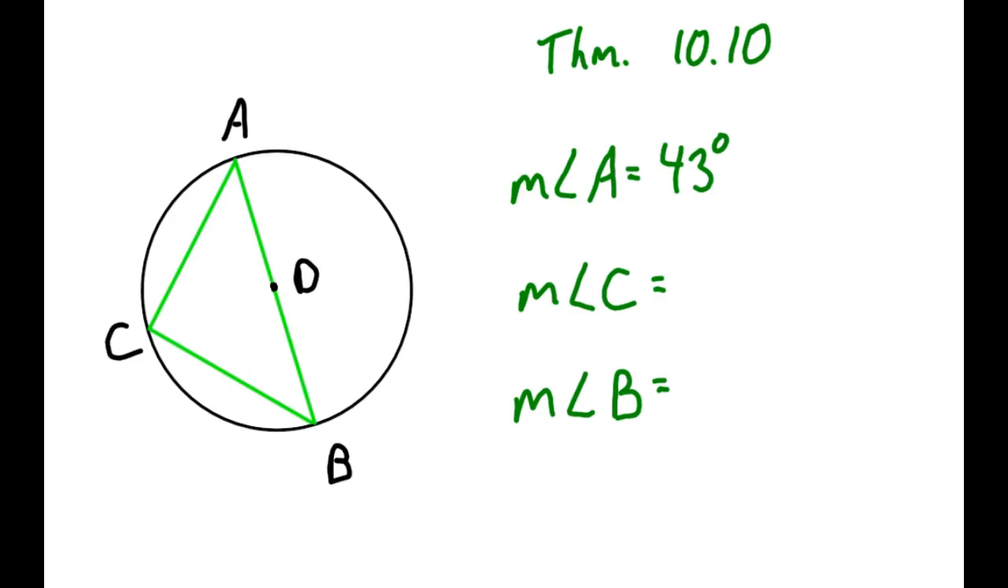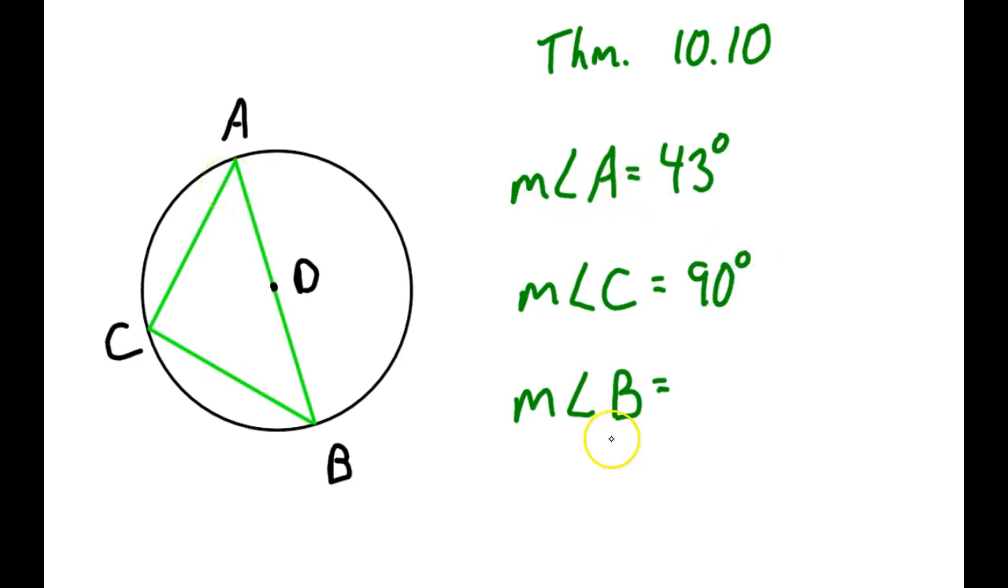In this next example, we're going to use theorem 10.10. So we have a triangle that is inscribed within this circle. We can see that one of the sides of the triangle is the diameter of the circle. So according to this theorem, if this side of the triangle is the diameter, then this must be a right triangle. So we know the measure of angle C is 90 degrees. We were given that the measure of angle A is 43 degrees.